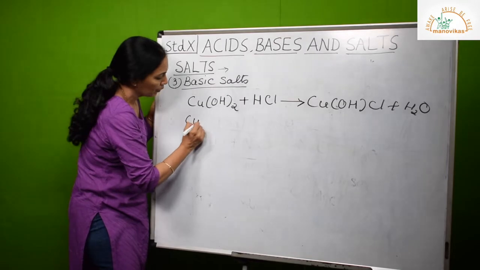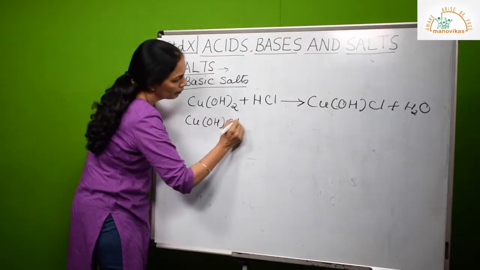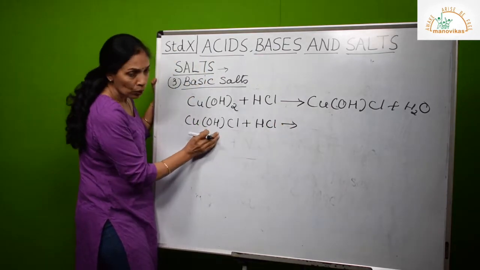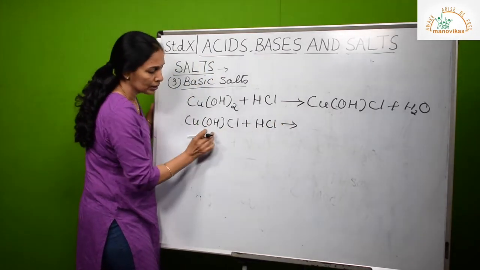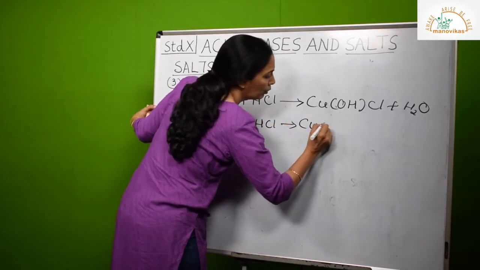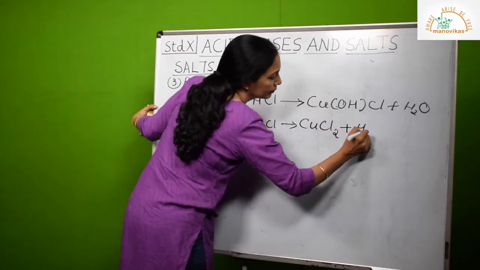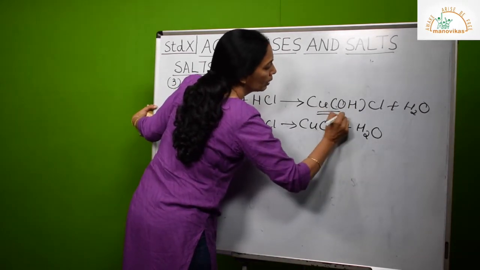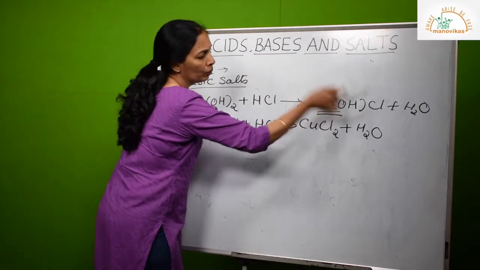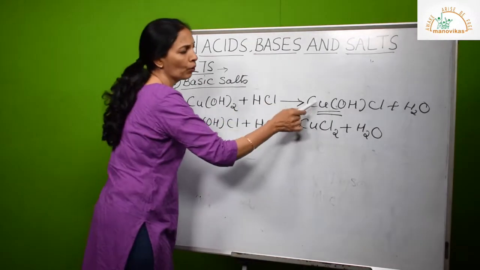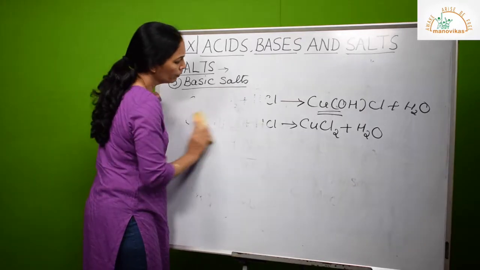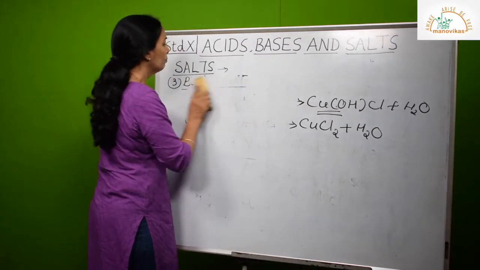Now if this basic copper chloride further reacts with one more HCl, then this OH will combine with this H. So the second hydroxyl ion will also be replaced. So you will get a normal salt. So this is what a basic salt. Okay. Similarly, Cu(OH)NO3 is written, then it will be basic copper nitrate. Okay. Or even lead can also give this kind of salt. So these are called basic salts.